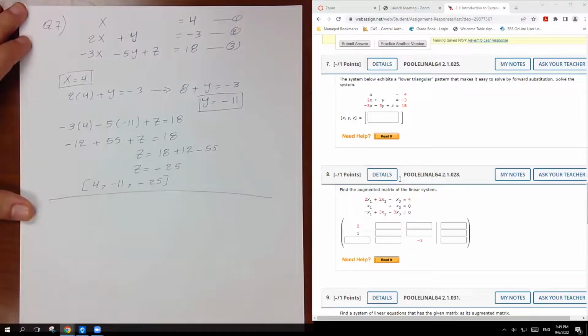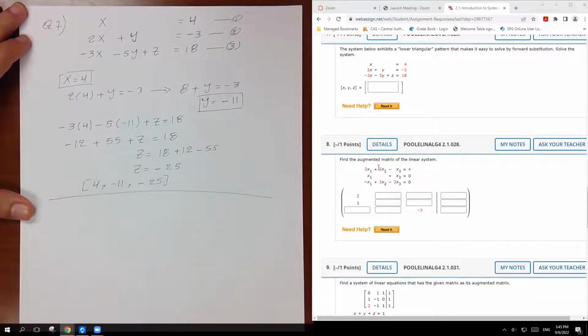Let's check example 8. Example 8, find the augmented matrix of the linear system. Be careful if you look at this system, you have always to make sure before you write down the augmented matrix, all x's here, x1, x2, and x3 on the same column. And if you have an extra number by itself, like for example here, if you have plus 5, you have to move the 5 to the other side. You see, the constant is going to be on the other side.